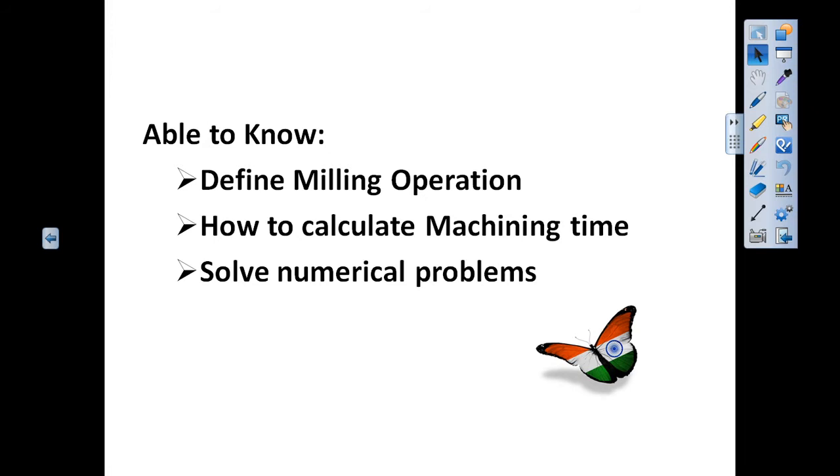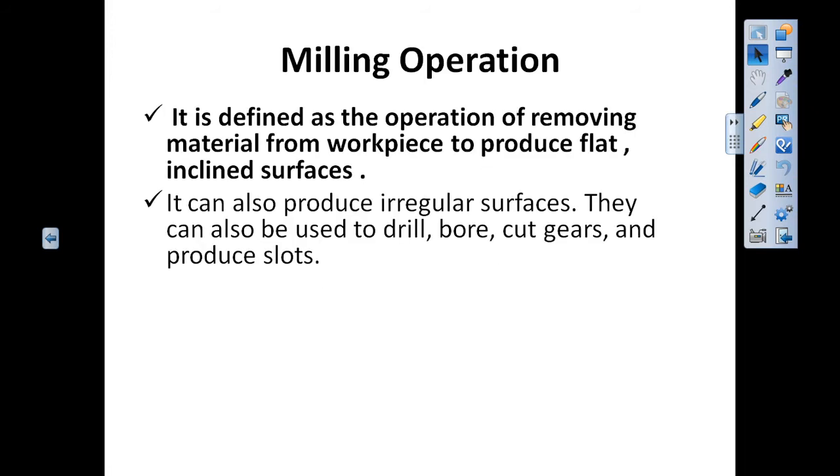Next we will calculate the machining time, and we will also solve one numerical based on this. So first we will define what a milling operation is. It is basically defined as the operation of removing material from the workpiece to produce flat, inclined or irregular surfaces. It can also be used to produce drills, bores, cut gears and produce slots and some special profiles.